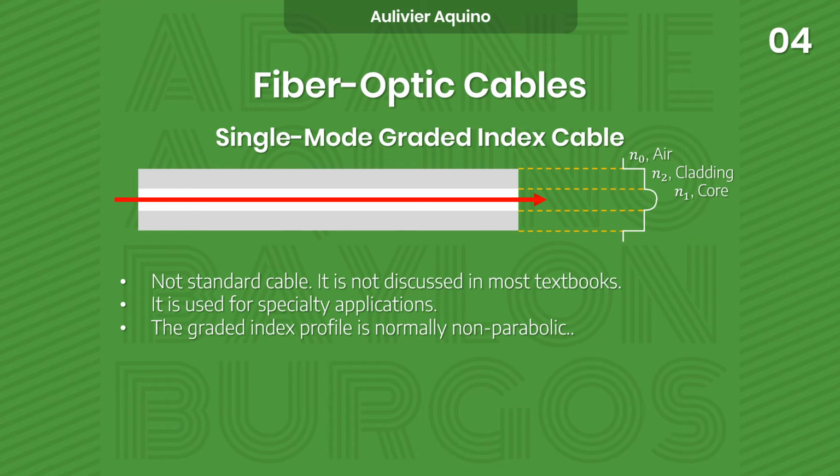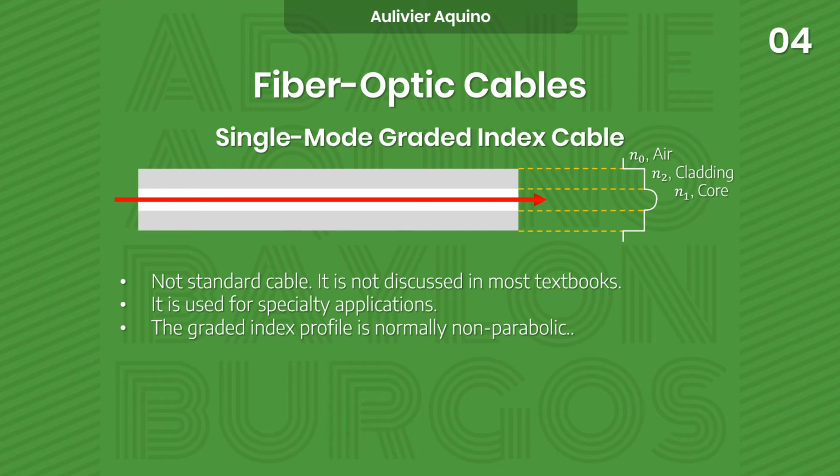Minimum refraction results in little pulse stretching. Output pulses have the same duration as input pulses. High pulse repetition rate with maximum amount of information. The typical core sizes in a single mode step index cable are 2 to 15 micrometers.